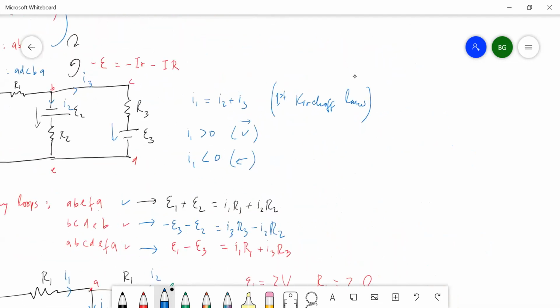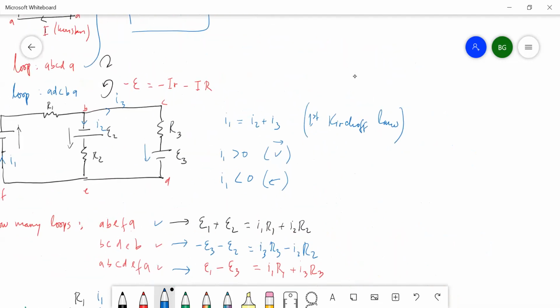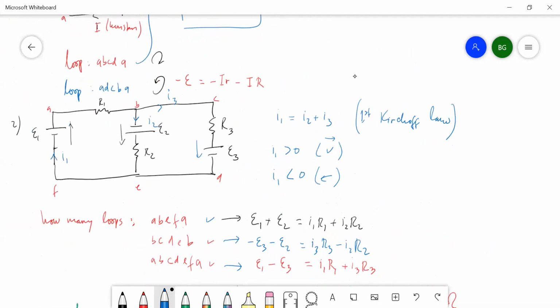Nah, jadi kalau arusnya nanti kita perhitungkan dan kita dapatkan positif, itu berarti pemisalan kita itu betul. Misalkan I1-nya positif, berarti betul arahnya ke sana. Kalau itu negatif, itu berarti arahnya tinggal dibalik saja, berlawanan.